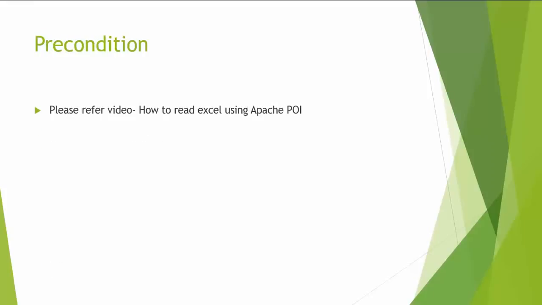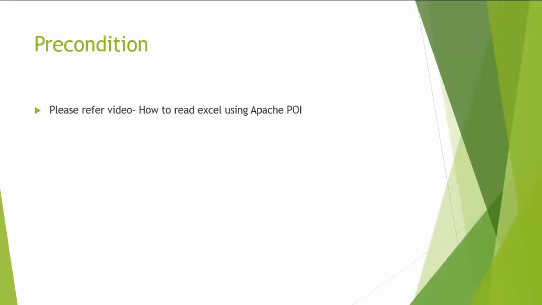So before watching this video, you should watch one video on how to read an Excel file using Apache POI, because in that video I have covered how to download Apache POI, how to add it into the project, and how to use it. So once you're comfortable with how to read an Excel file, writing is just one or two lines of code. If you're comfortable with reading, writing will not be a tough task. So I highly recommend you watch that video. You will get the link in the description below.